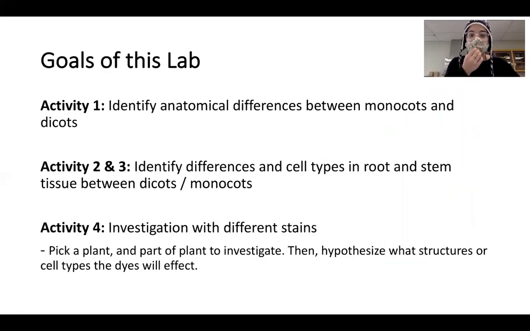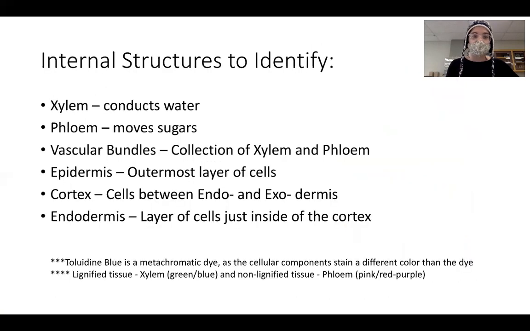Activity 2 and 3, we're going to be looking at the differences in cell types in the root systems and tissue systems between the dicots and monocots. So we'll have you look at some internal structures, which are listed here. So you'll have to identify the xylem and you'll have to identify the phloem. The dye that we're using in class is this toluidine blue. And so it will dye the lignified tissue, which is our xylem, a green bluish color, and the non-lignified tissue, which is our phloem, a red/pink purple. So that's one nice thing.